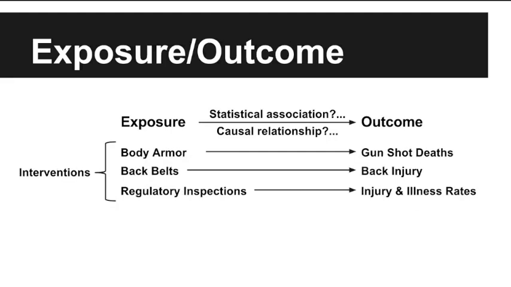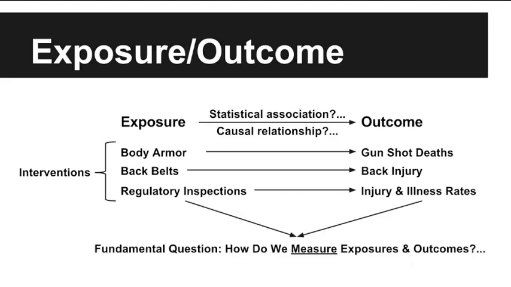And finally, like I said, epidemiology can be used to evaluate the effectiveness of interventions. Occupational epidemiology has been used to look both at the effectiveness and the cost effectiveness of body armor at preventing gunshot deaths among police officers. Occupational epidemiology has found that those back belts commonly worn by workers in loading docks and warehouses are ineffective at preventing back injury. And finally, occupational epidemiology has found that inspections by occupational safety and health regulators are effective at reducing injury and illness rates.